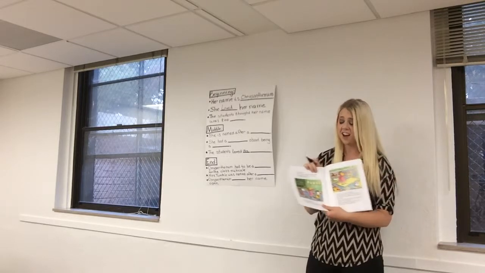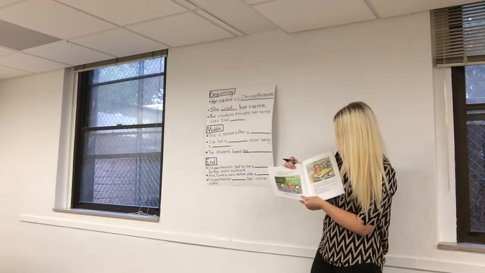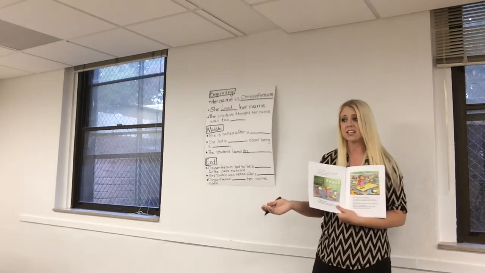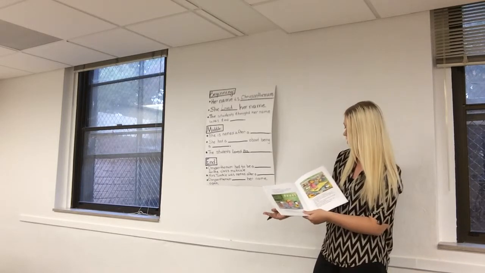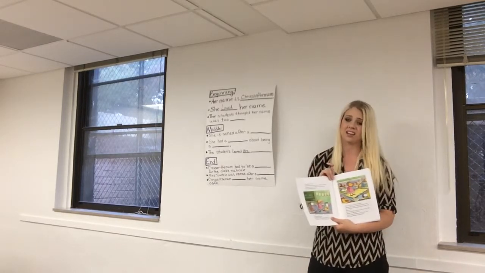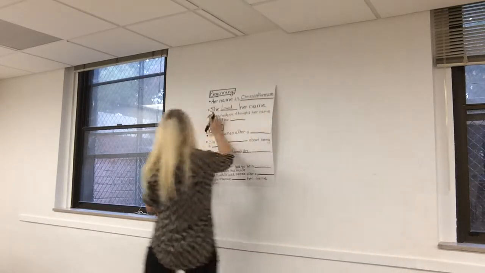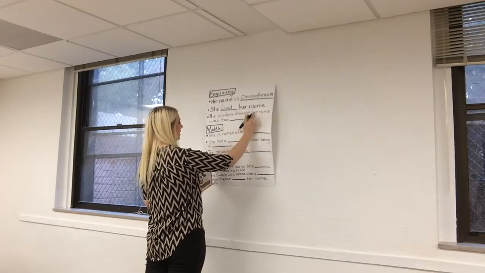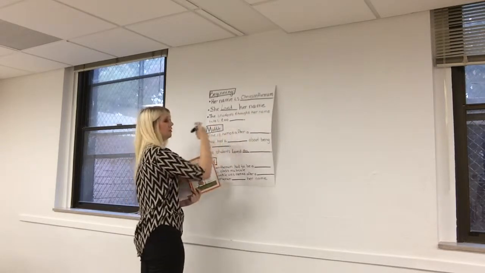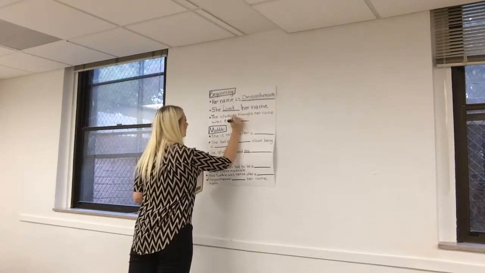I have found another key detail in this story. The other students thought Chrysanthemum's name was way too long, and that made Chrysanthemum not like her name anymore. So I'm going to write that on the board. The students thought her name was too long.